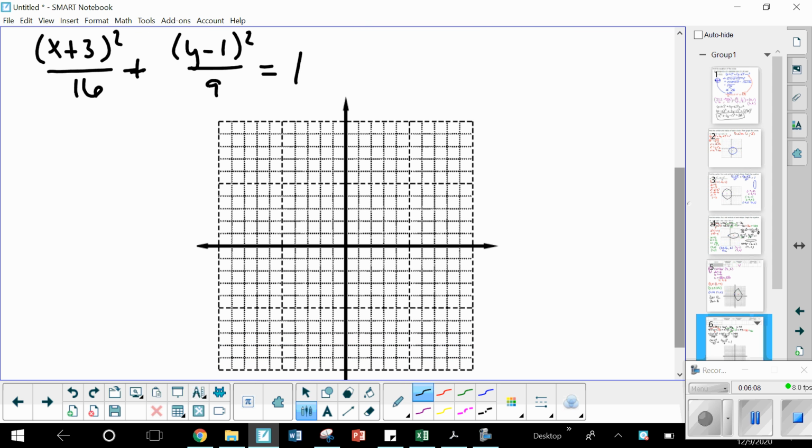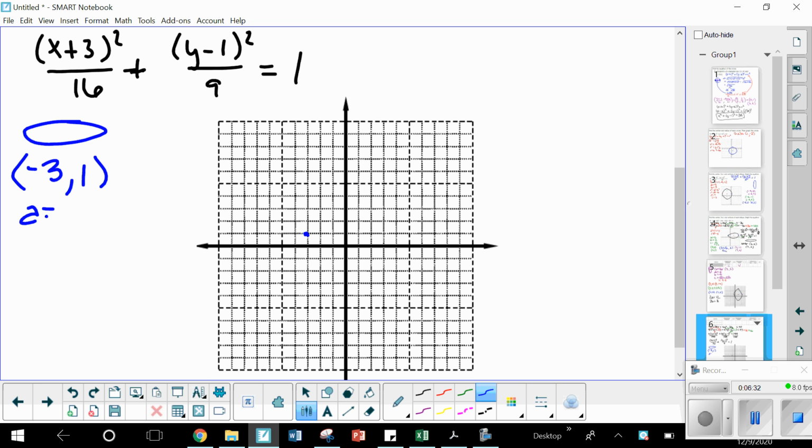Okay, is this going to be an up, down, or a side, side? Look for the denominator that's biggest. It's under the x, so this one is going to be a side, side. It's going to be horizontal. So finding the center, it's opposite of what we see. H goes with the x value, so we've got a negative 3. K goes with the y value, which is 1, so our center's at negative 3, 1.